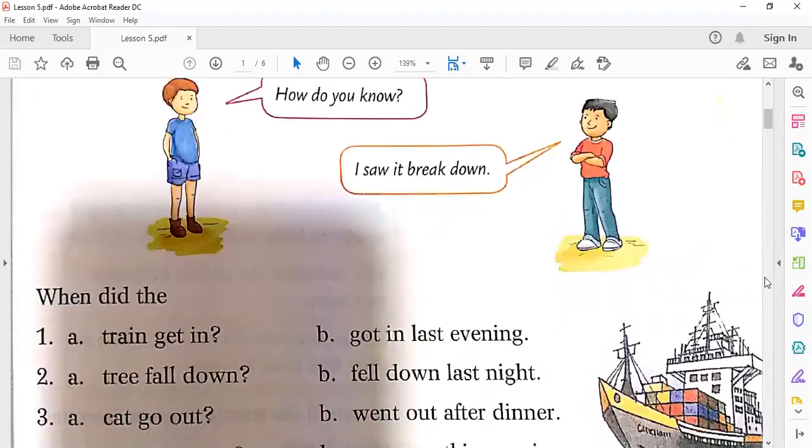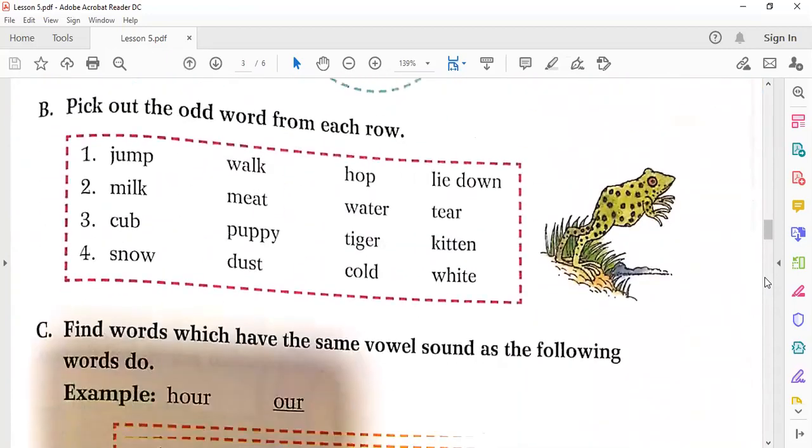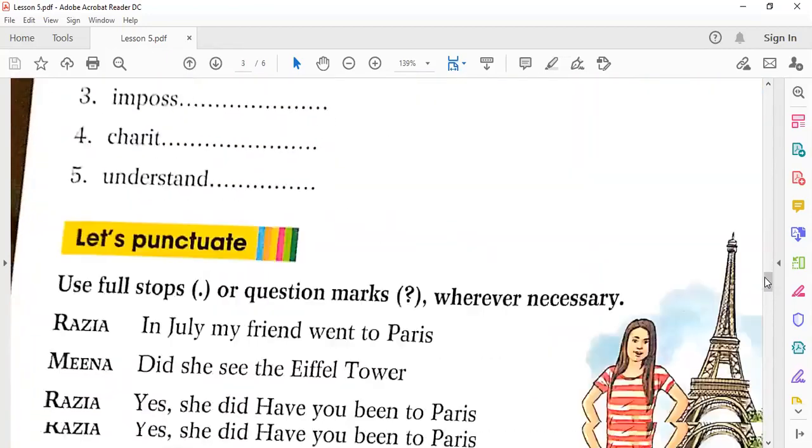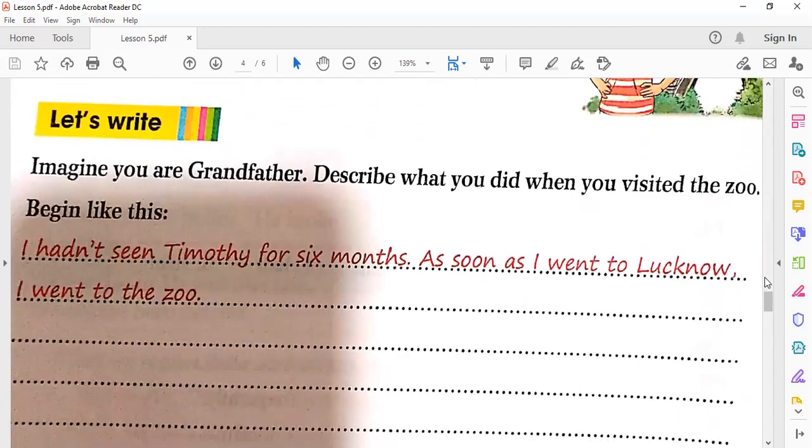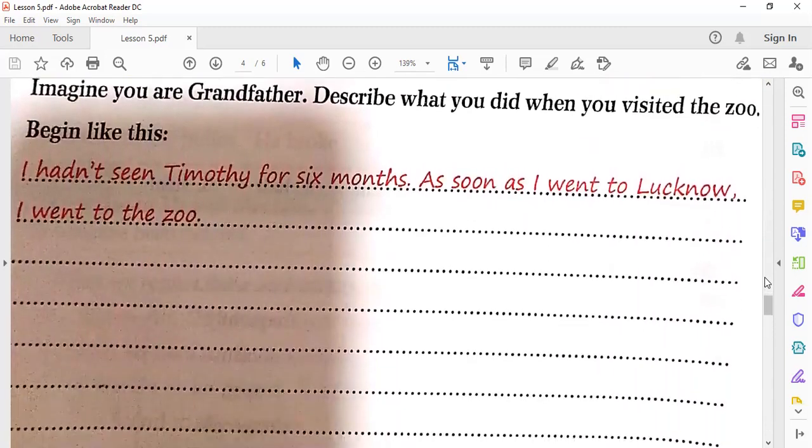Yes, we have done all these grammar points. Last we have this. Let's write. Imagine you are the grandfather. Describe what you did when you visited the zoo. Begin like this: I hadn't seen Timothy for 6 months. As soon as I went to Lucknow, I went to the zoo. So this is the starting. We need to continue the writing now.